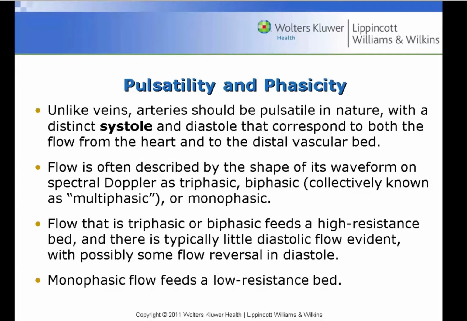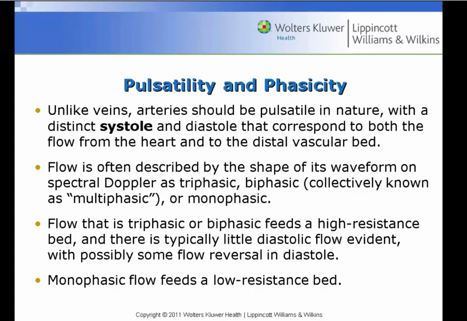Let's look at the pictures on page 127. What you see on figure 4-24 is triphasic and biphasic flow, and then again you can get to monophasic. But what you see here is almost no diastole or flow. You just see systolic flow, and then no flow. And this is typical in the arms and in the legs.